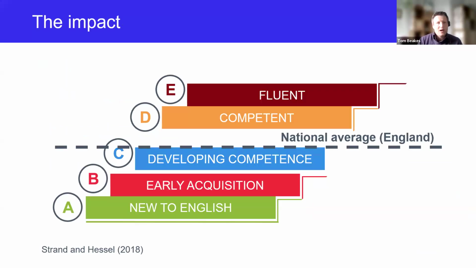So what's the impact of that lack of sort of CPD support? Well, we know that language proficiency is crucial to academic achievement, and that EAL learners at bands A to C are less likely to reach the national average in national assessments. And we also know that those at bands D and E tend to overachieve the national average.